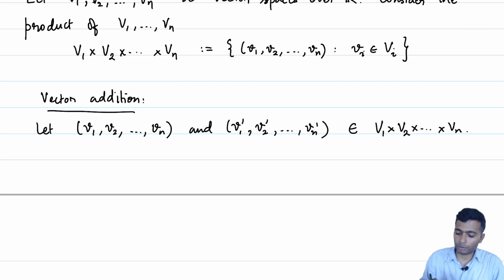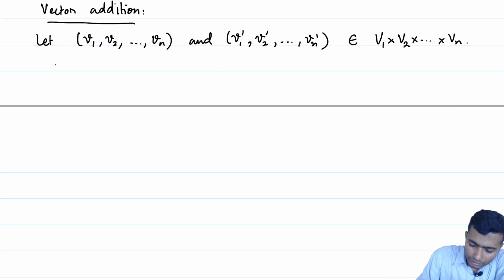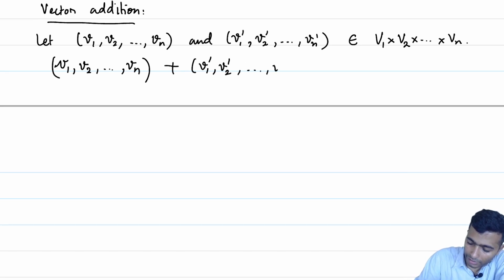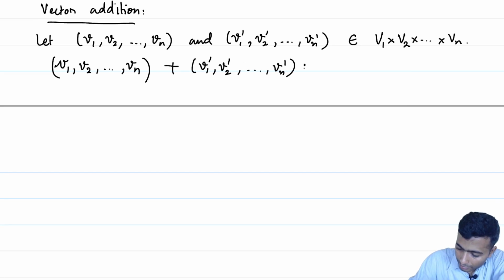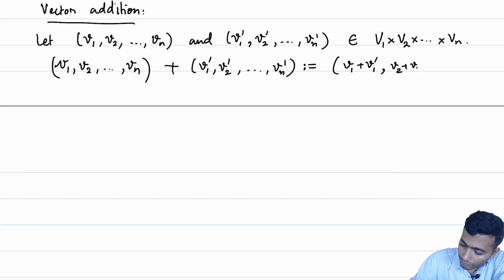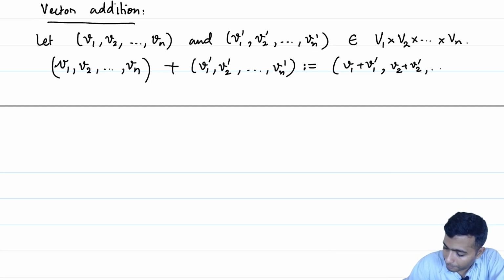Our goal is to give an addition operation on V1 cross V2 up to Vn. So, in order to do that, we should be able to say what is the vector sum of the vector (v1 to vn) and the vector (v1 prime to vn prime). The addition operation is the natural addition operation that comes to our mind initially, which is this plus this, (v1 prime to vn prime). This is being defined to be v1 plus v1 prime component wise, v2 plus v2 prime, up to vn plus vn prime.